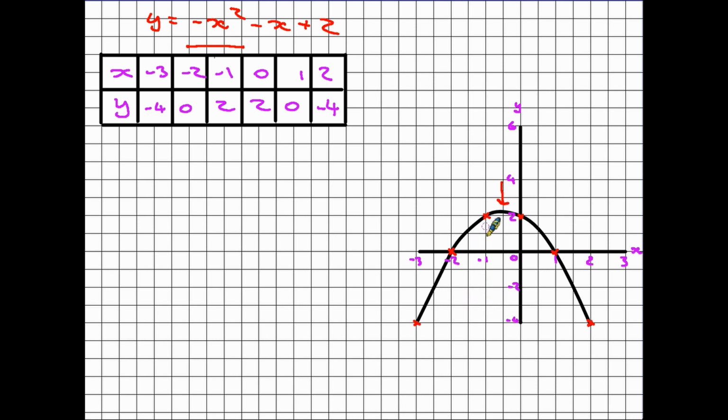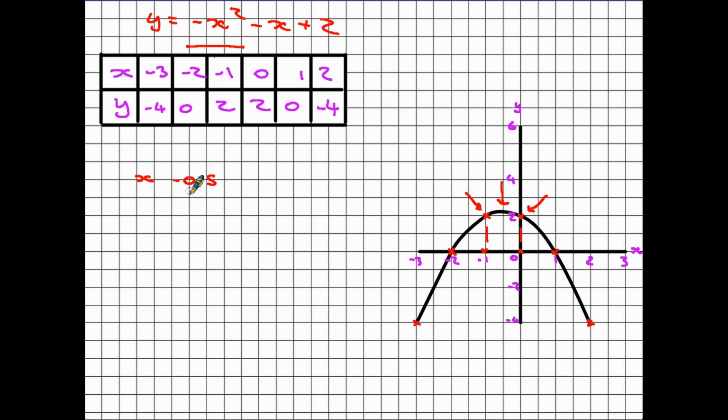The way we do this, we take a point either side and use two corresponding points here. Using the fact that the curve is symmetrical means these 2 points are equidistant from the turning point. So if we use their x coordinates, which are minus 1 here and 0 here, that means the turning point is halfway between the two. So on the x coordinate, the turning point is minus 0.5.